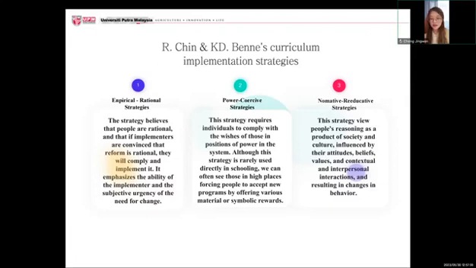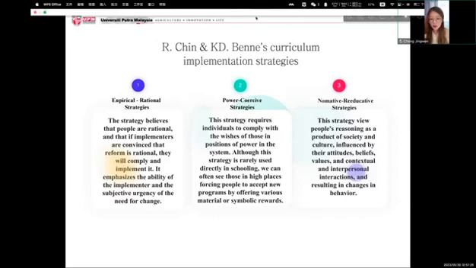And the next one is power coercive strategies. This strategy requires individuals to comply with those in positions of power in the system. Although this strategy is rarely used directly in schooling, we can often see those in high places forcing people to accept new programs by offering various material or symbolic rewards.